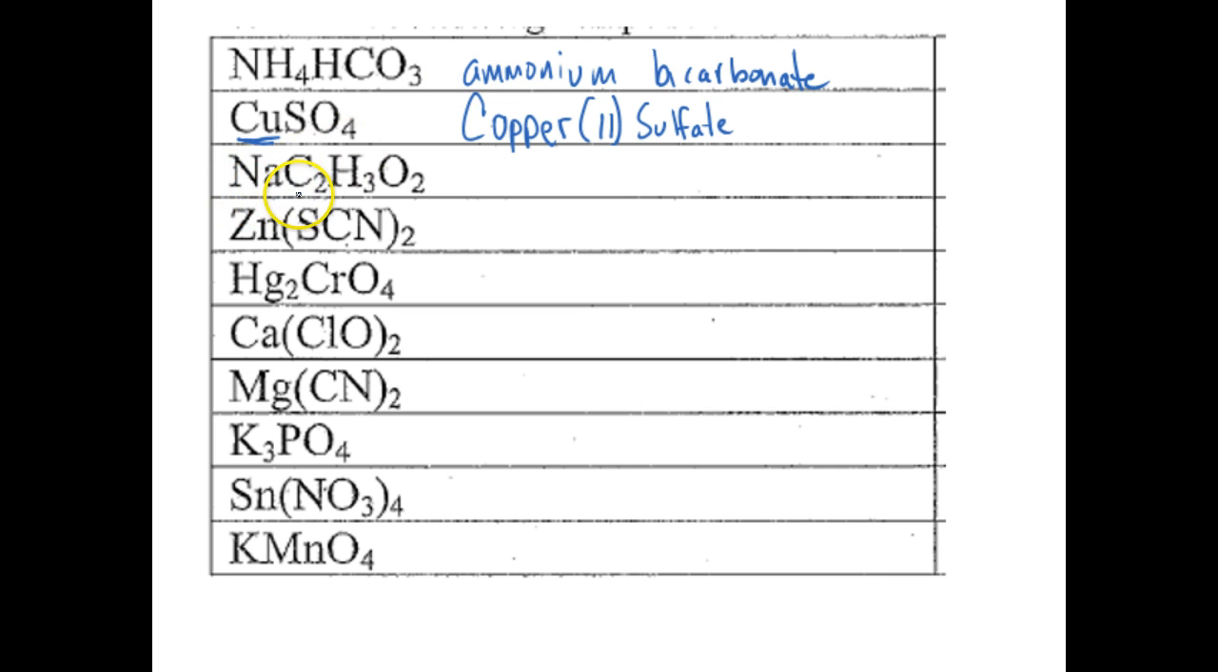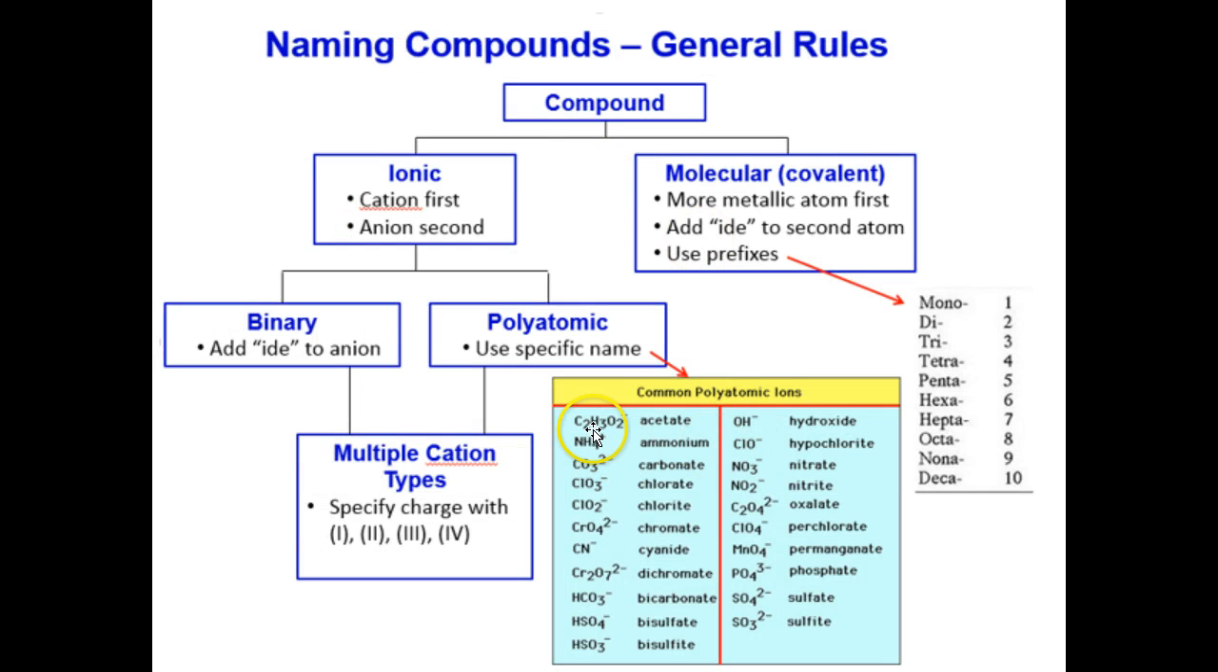Next, NaC2H3O2. Well, we have a lot here, but this first one here is a metal. Since it's a metal, we're pretty comfortable in saying that this is our polyatomic ion here, and the metal is a cation by itself. So this is going to be sodium, right? Na is the symbol for sodium, and we've got C2H3O2. We look at here, and we see that it's acetate.